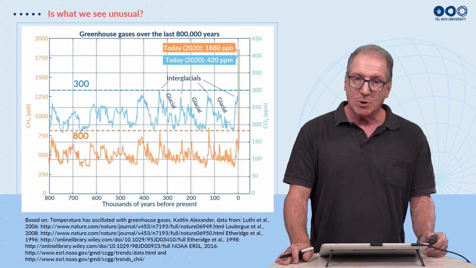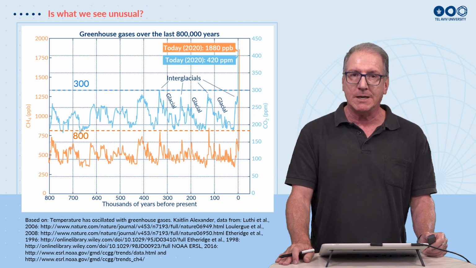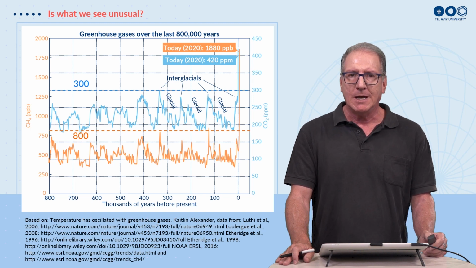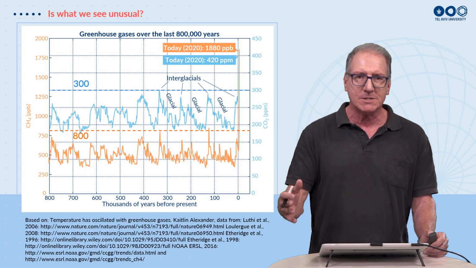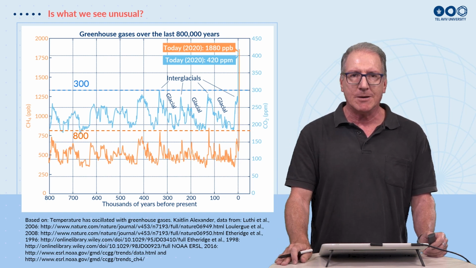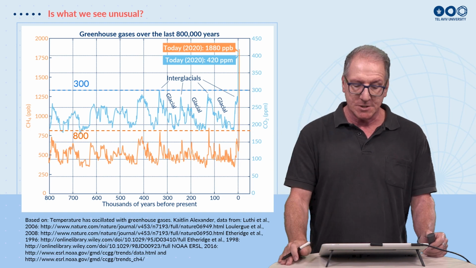So is what we're seeing unusual? Definitely it is. We likely haven't seen these concentrations of greenhouse gases in the atmosphere in 2 million years. And therefore, it's really something to worry about, because from all the laws of physics, with these concentrations in the atmosphere, we're going to see the fever of the Earth going up and up unless we do something about it.